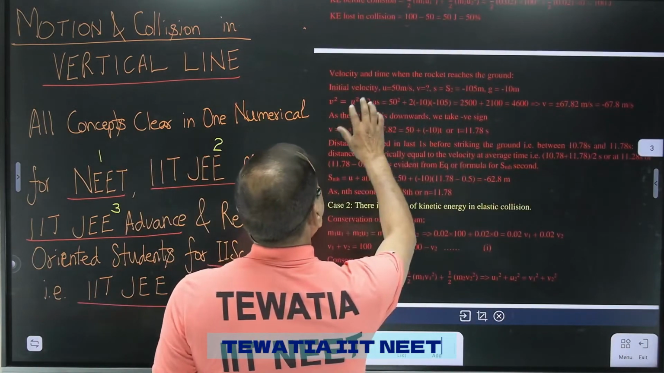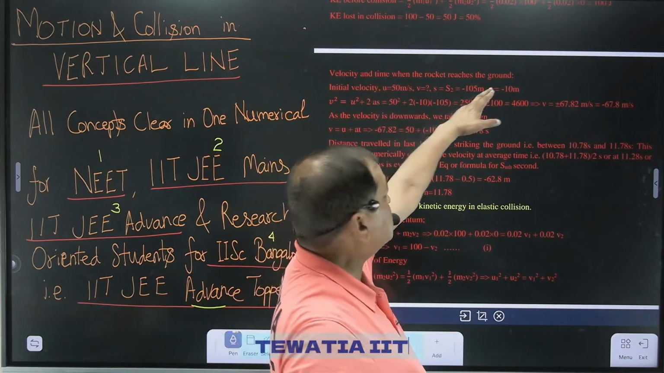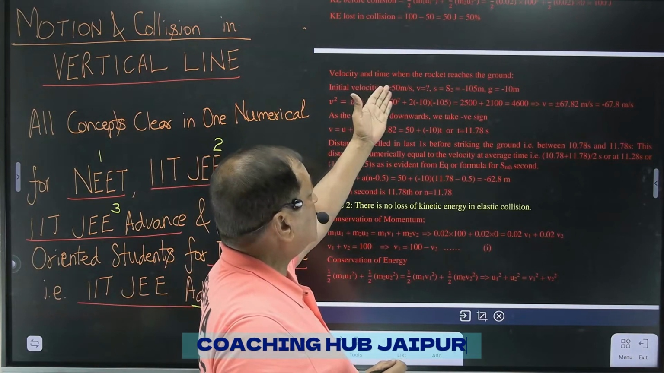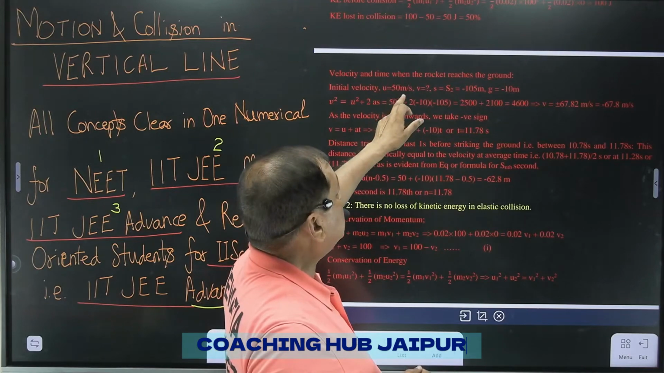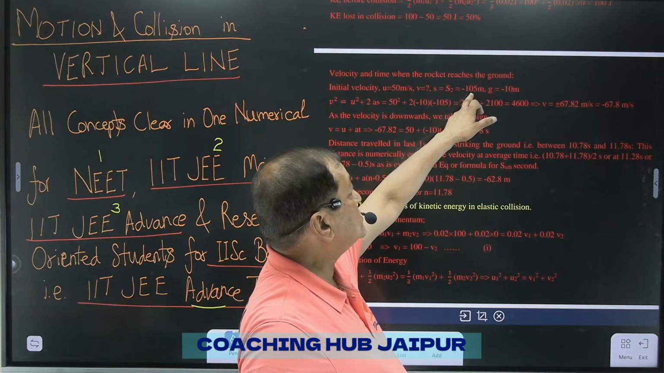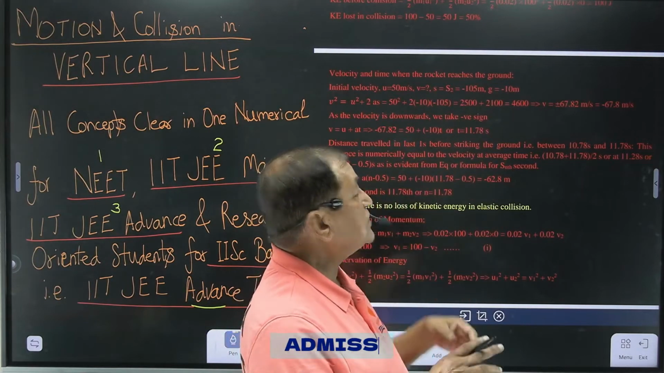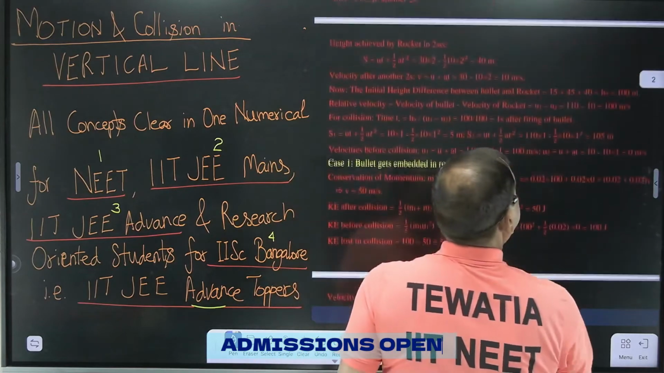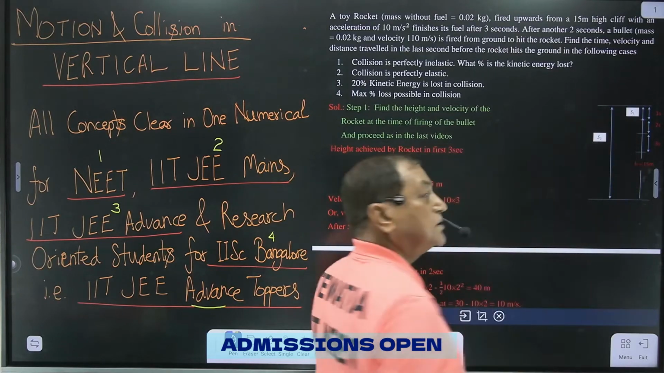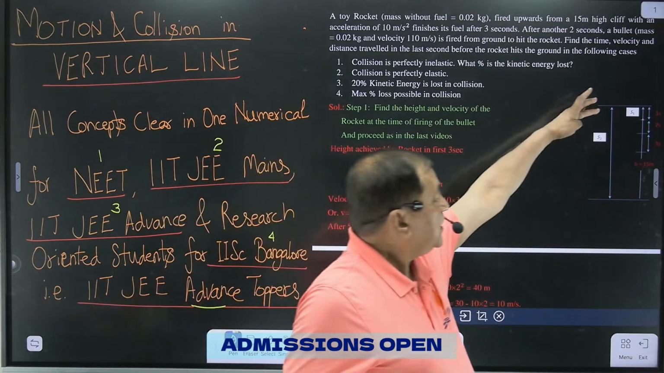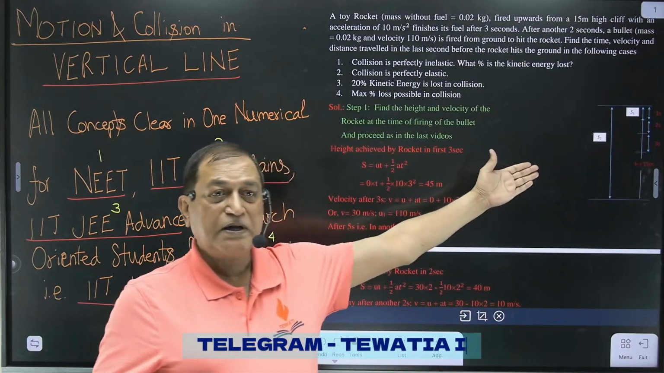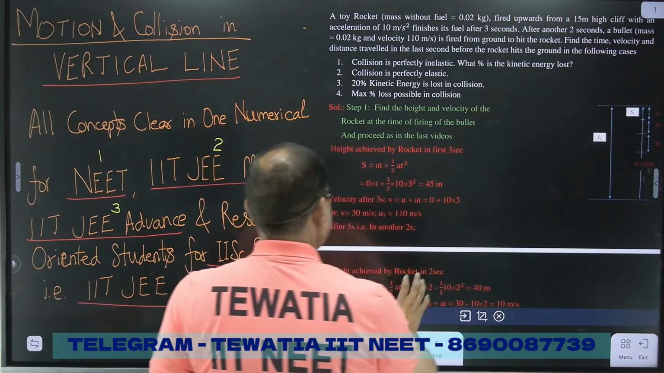Now, for the velocity and time when the rocket reaches the ground, we come to the next point. So the initial velocity of the rocket at 105 meter is 50 meter per second. The final velocity we have to calculate. S is equal to S2 is equal to minus 105 meter. Why am I taking minus 105 meter? Because this distance S2 is 105 meter. From here to reach here, that means downwards. So when the distance is downwards, we take the negative sign, minus 105.